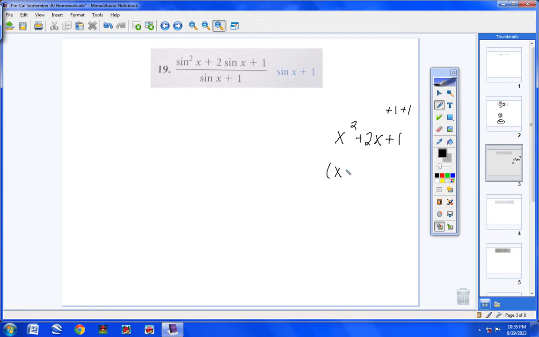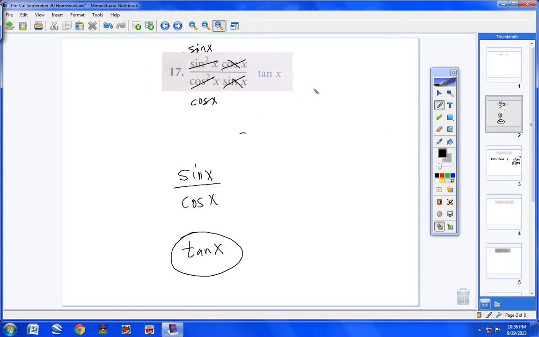So the factorization of this trinomial would be x plus 1 in one parentheses, x plus 1 in the other parentheses. Now, when you rewrite that, inserting sine back in, here's what the numerator would look like. Instead of putting x plus 1 from right here, you're going to put sine x plus 1, and then for this parentheses you're going to put sine x plus 1.